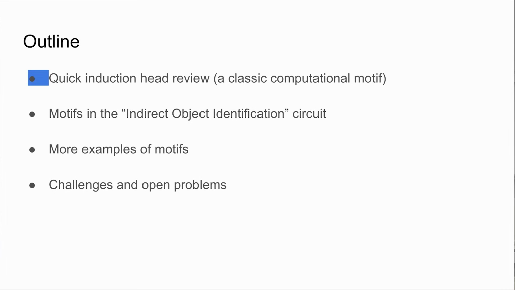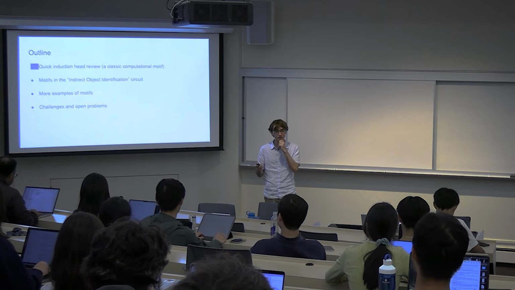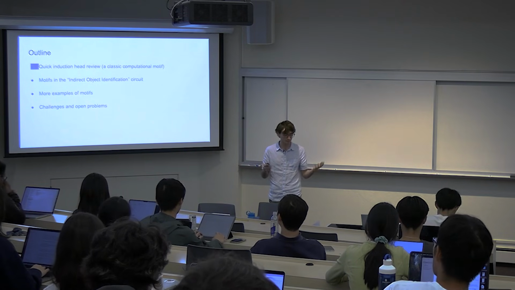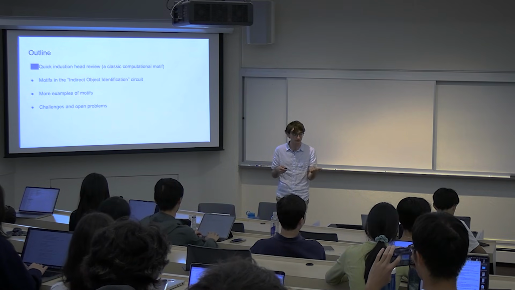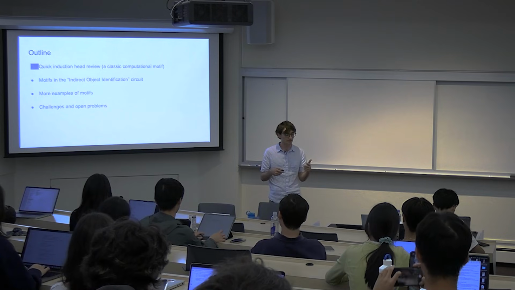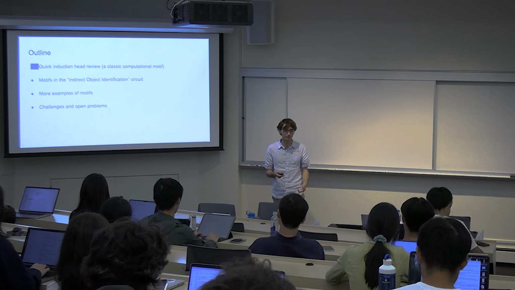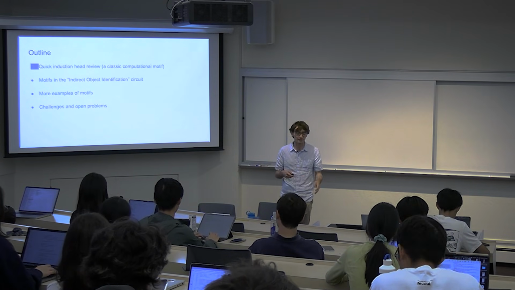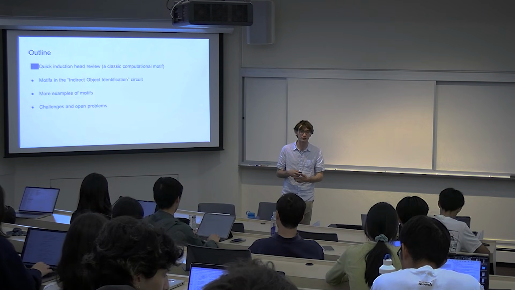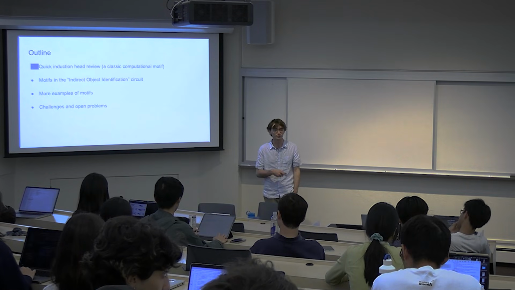So just to outline what I'm going to be talking about, I'm going to quickly review induction heads, which I think we all know, but I think they're a great example of what I mean by a computational motif. I'm going to talk about the indirect object identification circuit, which is a very well-known circuit from a few years ago, 2022/2023. Then go over a bunch of more motifs, pointers to the literature that I think are really interesting, and then challenges, open problems, future work, etc.